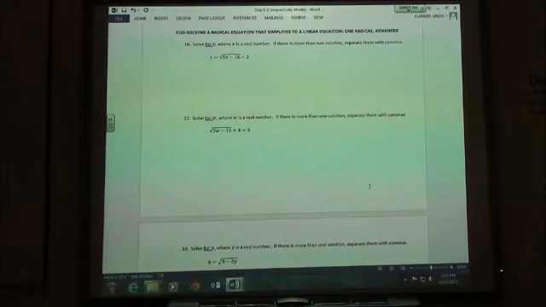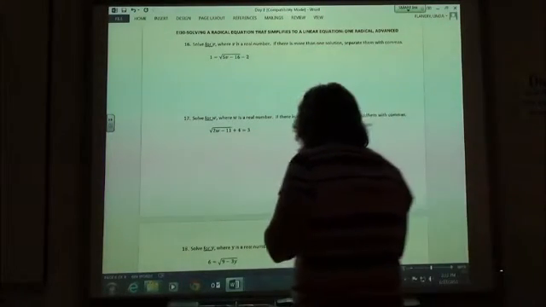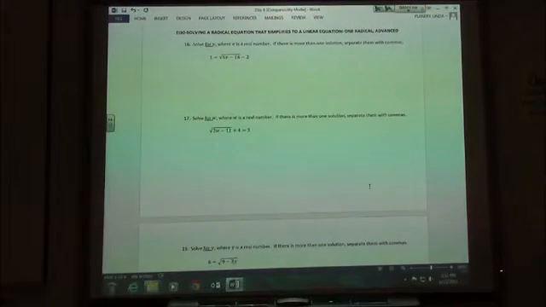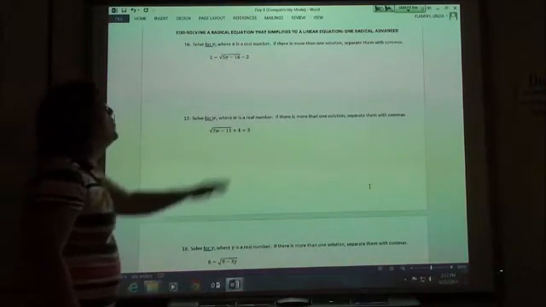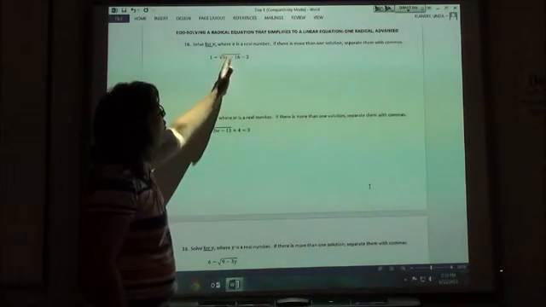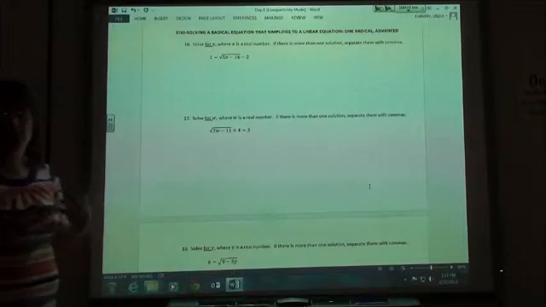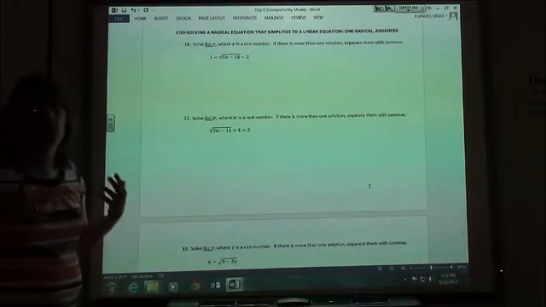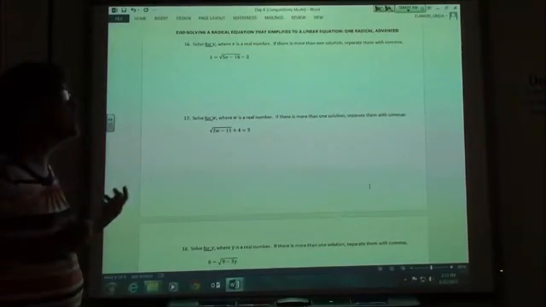16, 17, 18, solving a radical equation. And so now we're getting into simplifying things with square roots. It'll be later cubed roots or fraction exponents. And then we want to isolate that term first and then do the opposite of what we want to get rid of. In this case, we want to get rid of the square root. So we're going to do the opposite of the square root, which is squaring.